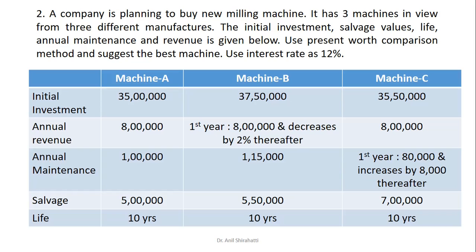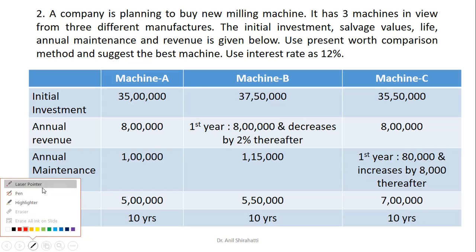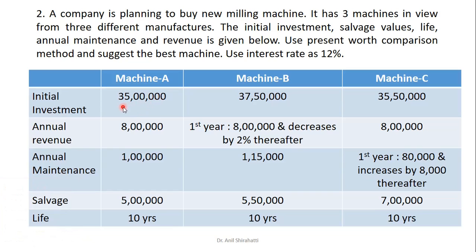If I see the table, the first machine has an initial investment of around 35 lakhs, then annual revenue of around 8 lakhs, which is constant, annual constant maintenance of around 1 lakh, and at the end of the life, that is 10 years, the machine has a scrap or salvage value of around 5 lakh.